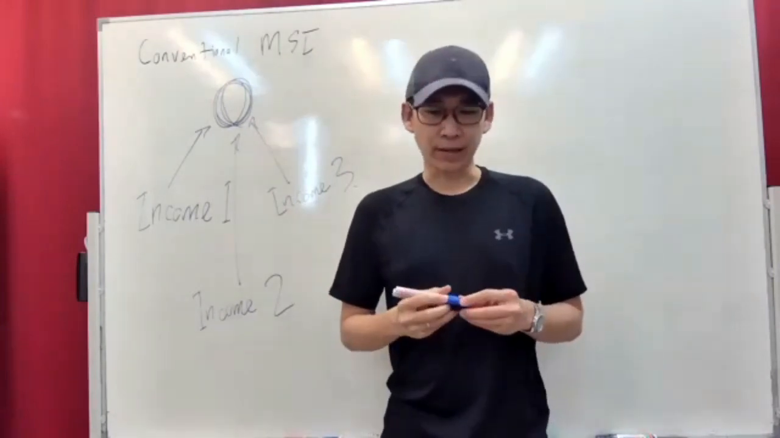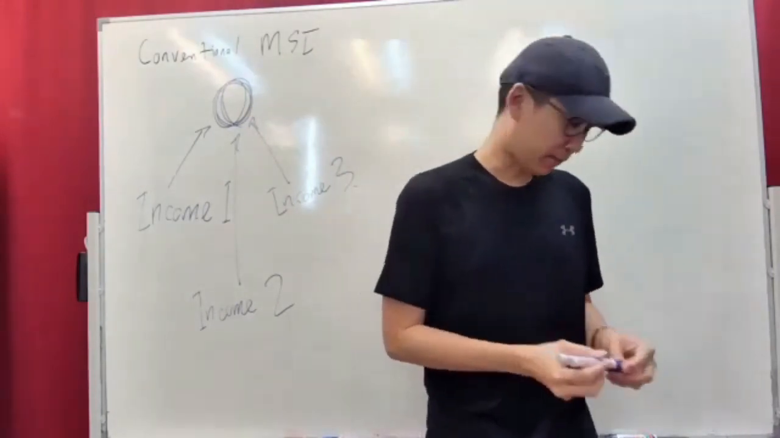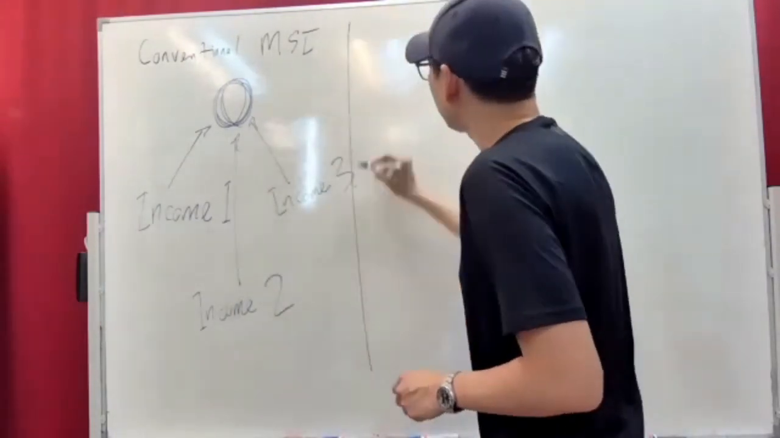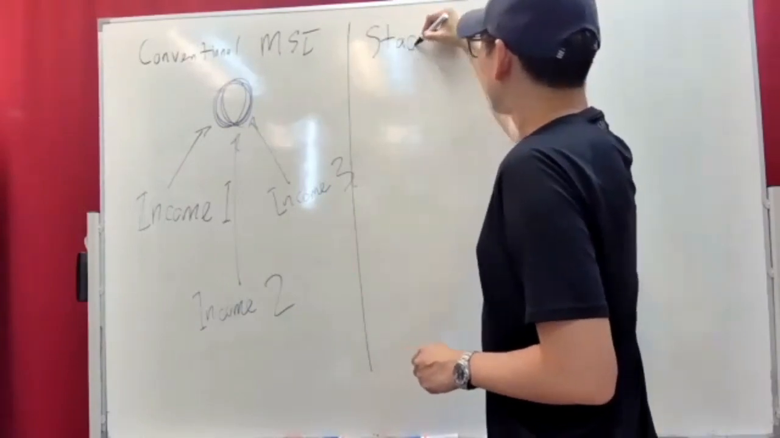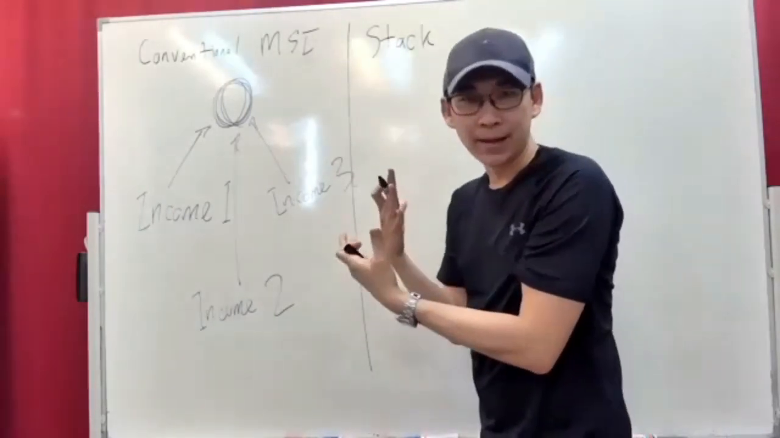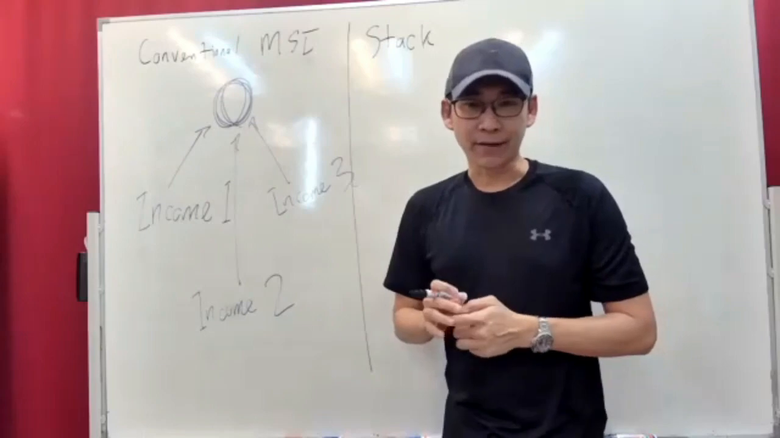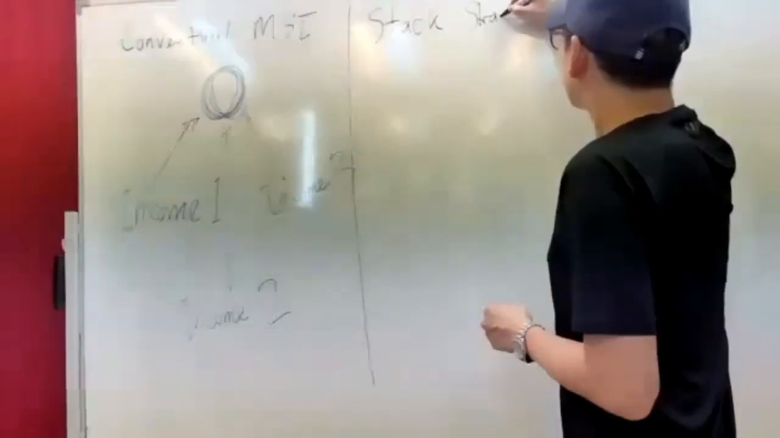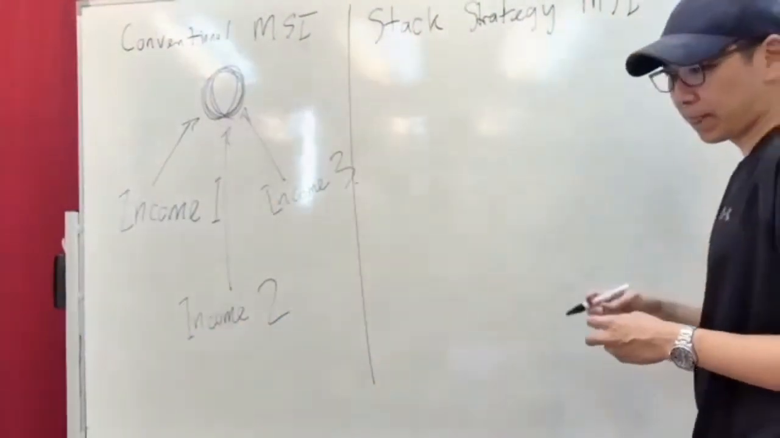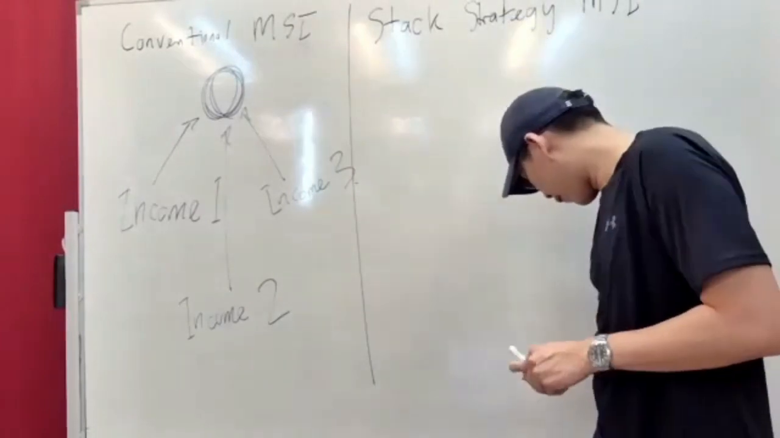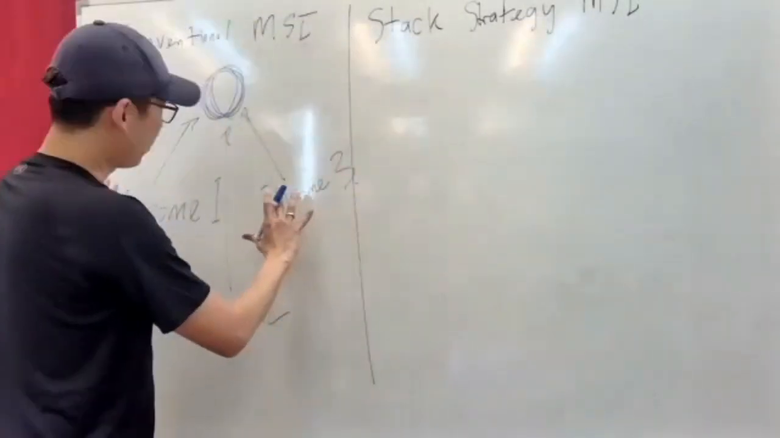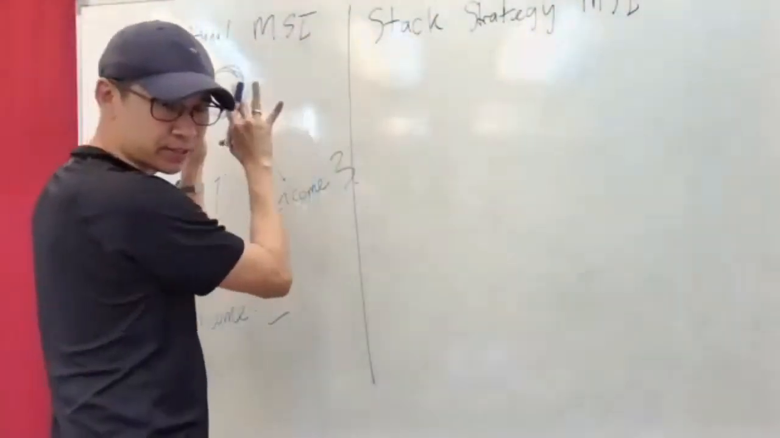So let me explain to you how the stack strategy should look. Instead, let me just draw a line here. Obviously, this is the model that I use in my business, and that's how I have more time, and I don't have to work like crazy every time. So we talk about the stack strategy for MSI, multiple streams of income. Now, the concept is a bit different, because when you look at this diagram, all of these are going to you in this case.